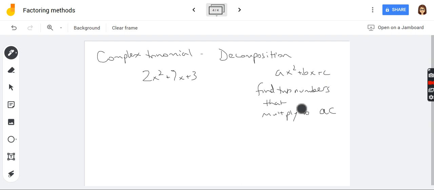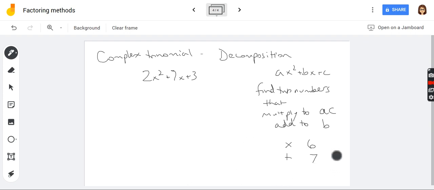Multiply to AC and add to B, which is the middle term. So we want to find two numbers that multiply to AC, so multiply to 6 and add to 7. So what two numbers multiply to 6 and add to 7?